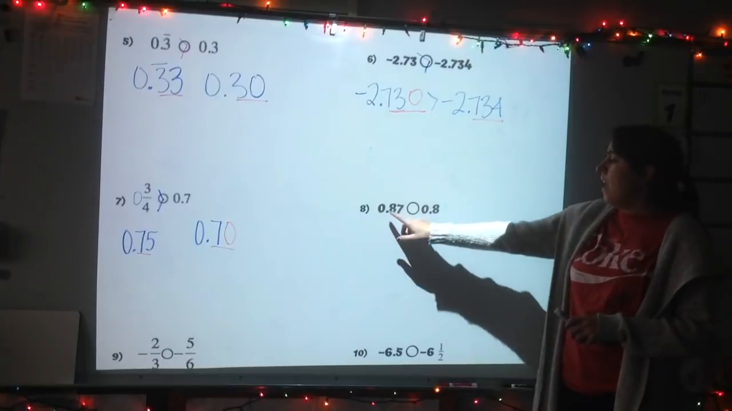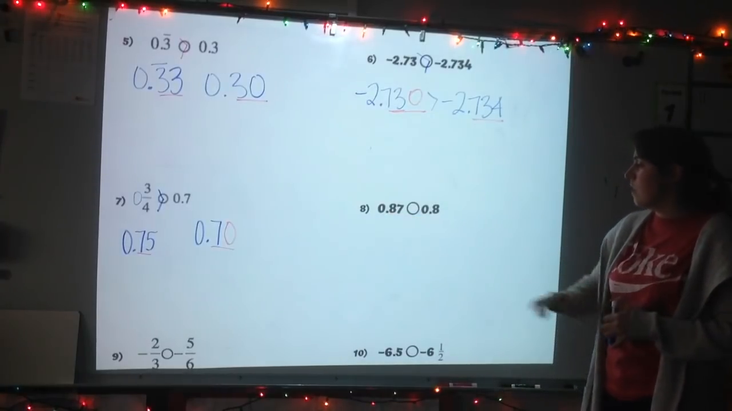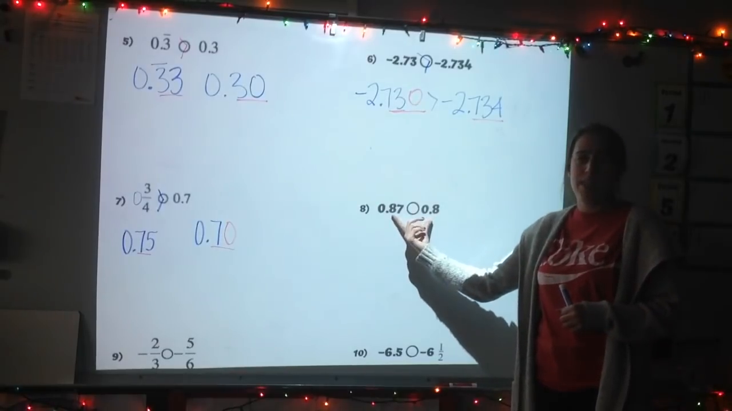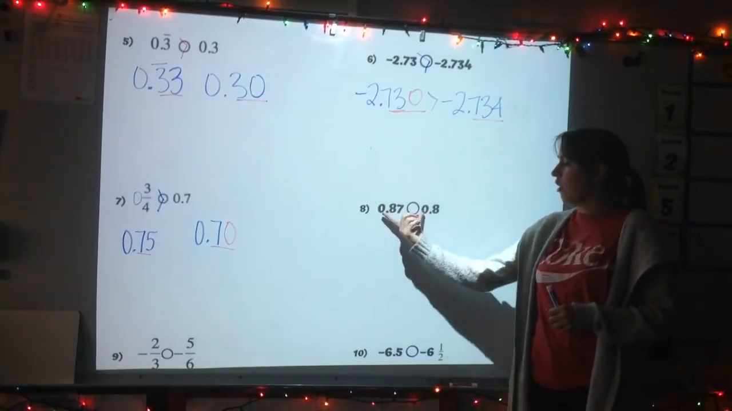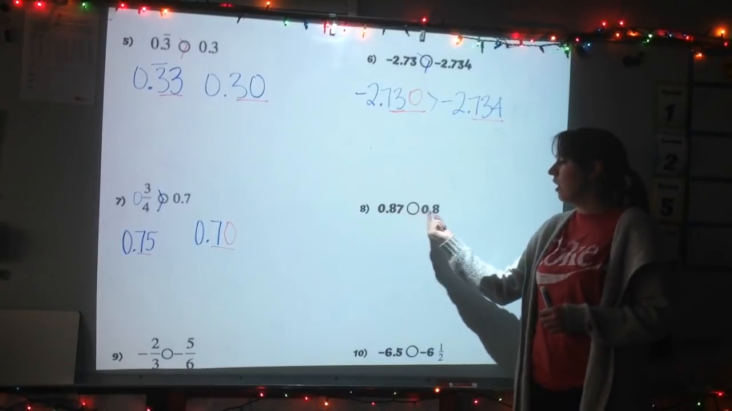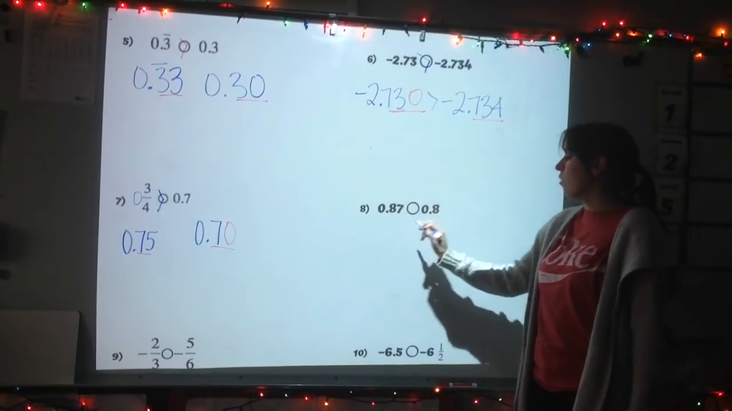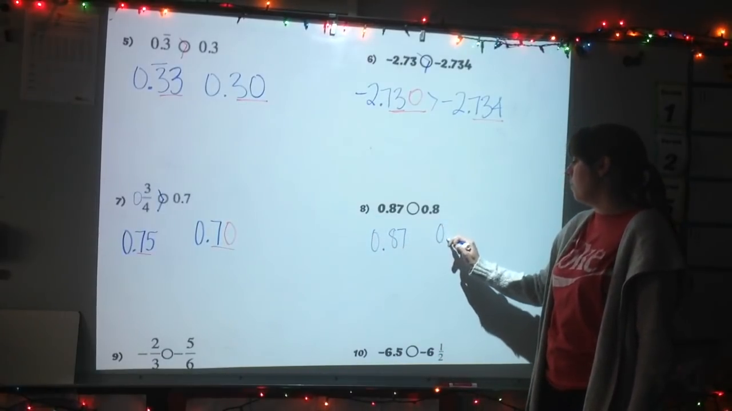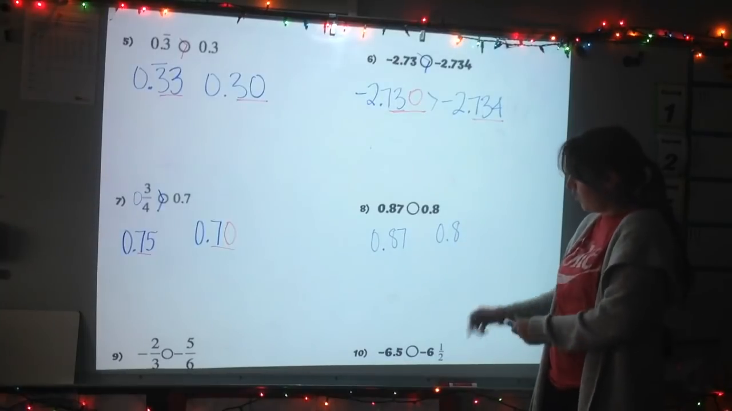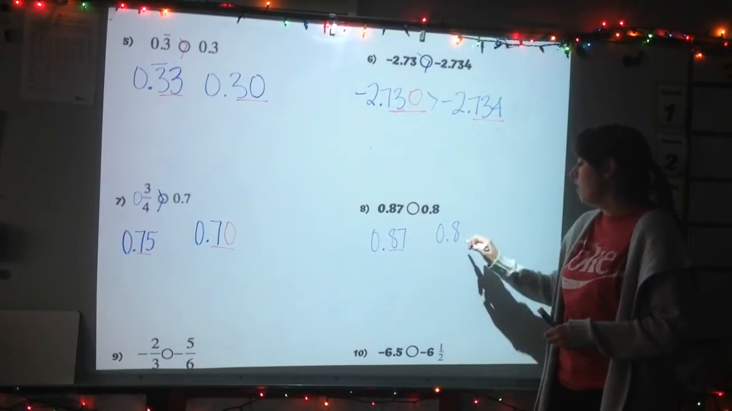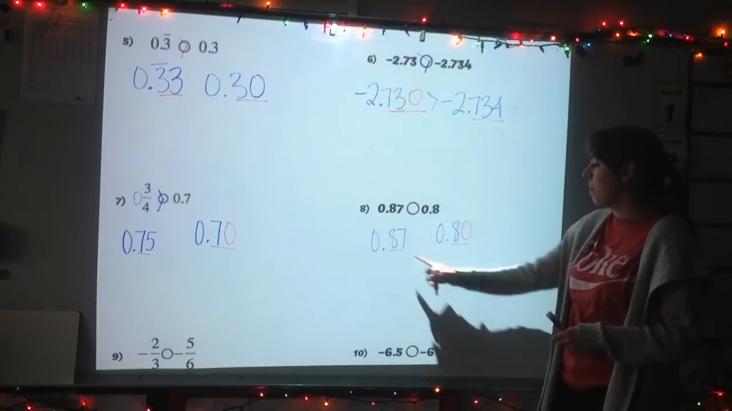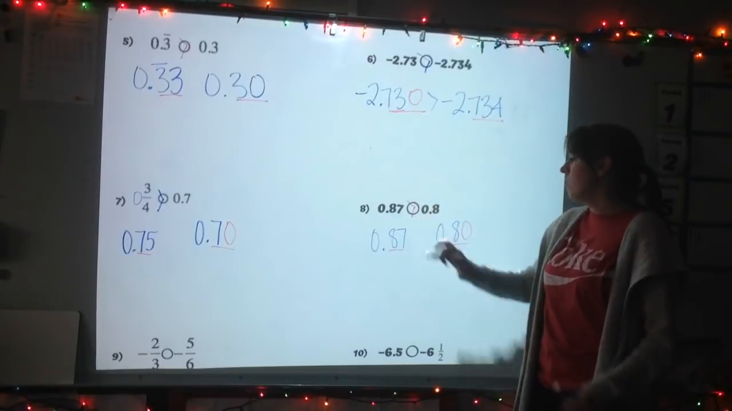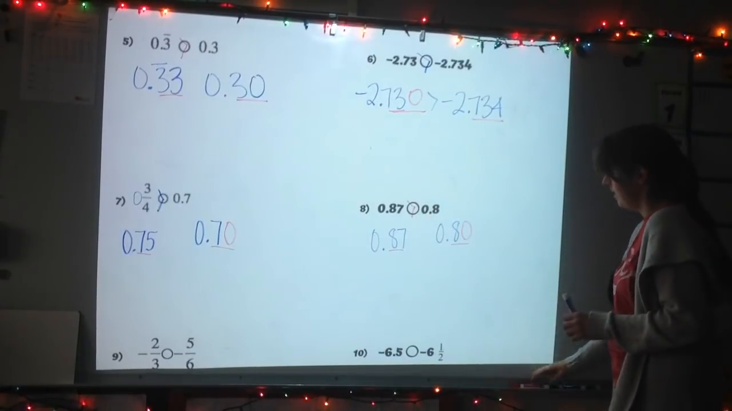Number 8, we've got 0 and 87 hundredths, and then 0 and 8/10. Looking at the signs, are they opposites? Nope. So we have to compare there. Look at the whole numbers, they are the same. So we do have to look at the decimal value. I'm going to rewrite them so that I know that they have the same number of values after the decimal. This first number has 2 numbers after, so I'm going to add a 0 here. So I'm comparing 87 and 80. 87 is greater than 80, so 87 hundredths is greater than 8/10.